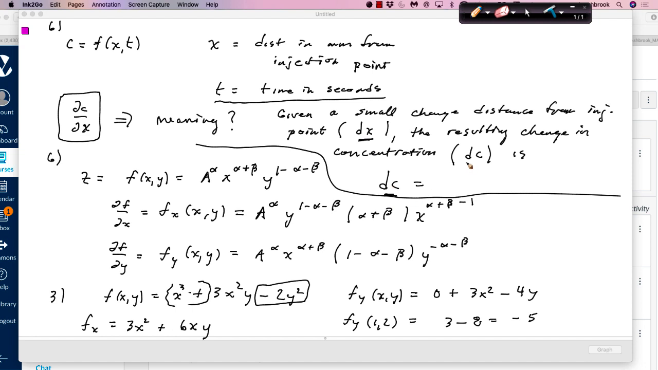Right, and what is M? The slope. So in this context, what is our rate of change? We're interpreting this value. This is the rate of change, so that's our M. It's the partial of C with respect to X. So DC equals the partial of C with respect to X times as much as dx.